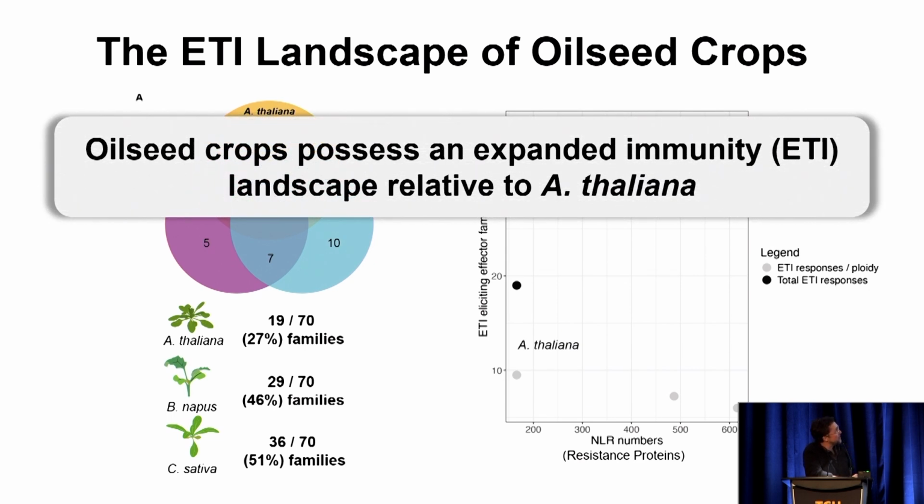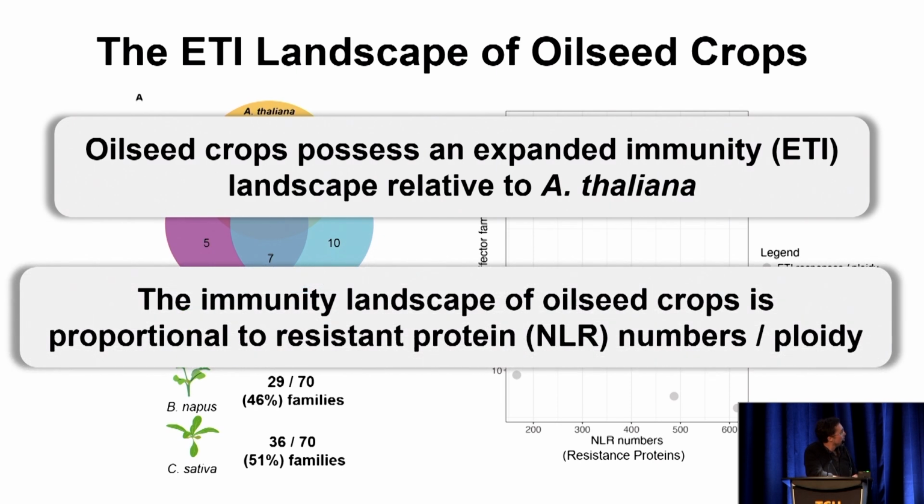So first of all, oilseed crops actually possess an expanded immune response relative to the wild Arabidopsis. And that immunity is proportional to the resistance or NLR proteins that are found in those crops, which is proportional to the ploidy. So by increasing ploidy, you increase NLRs, and you increase the immunodiversity, or the potential to recognize more pathogens.